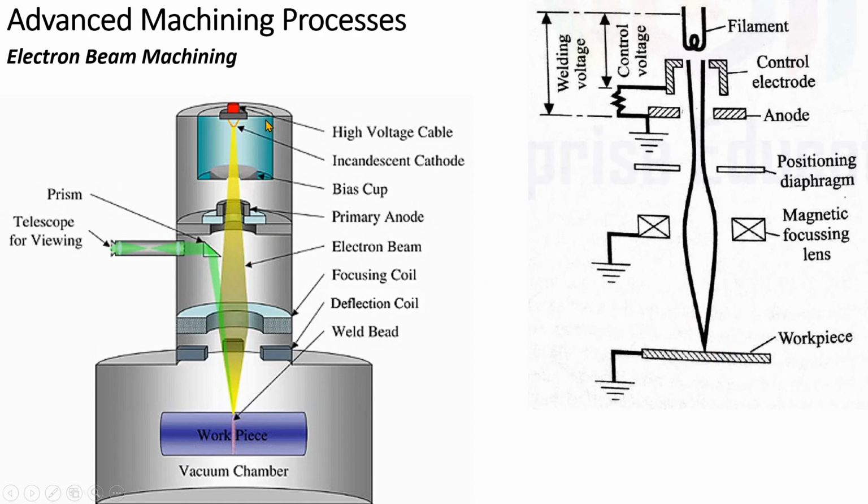Here you can see that all of this beam generation and beam travel, as well as the machining, takes place in a vacuum environment. This machining will not happen in a normal atmospheric environment. A vacuum is needed to carry out machining in the electron beam machining process.